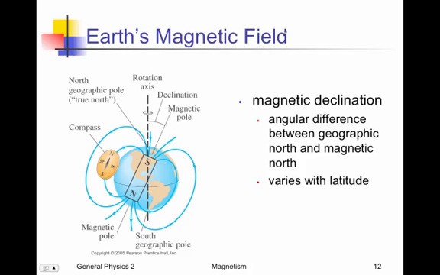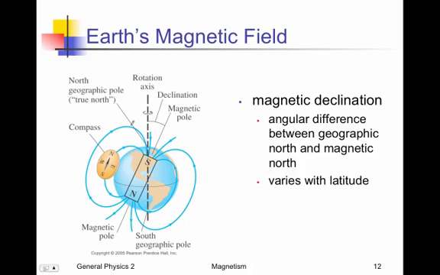So this is about Earth's magnetic field. Earth has a magnetic field, and you can see that if this rotation axis here is given, the magnetic field is at an angle. So the Earth's magnetic field is not aligned with its geographic center. So I have an angular difference between my magnetic pole, my magnetic axis, and my geographical axis here.